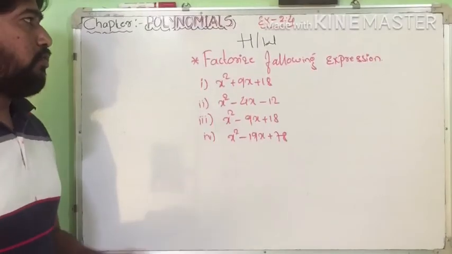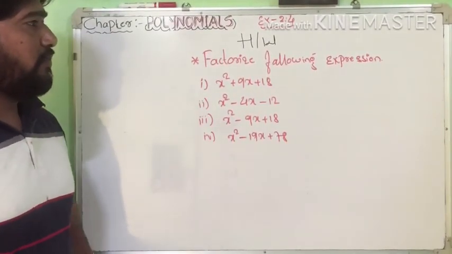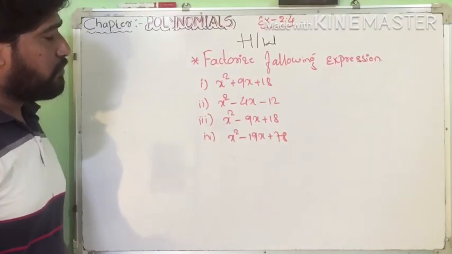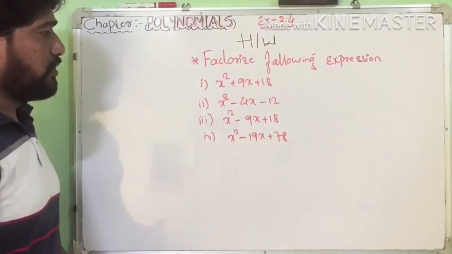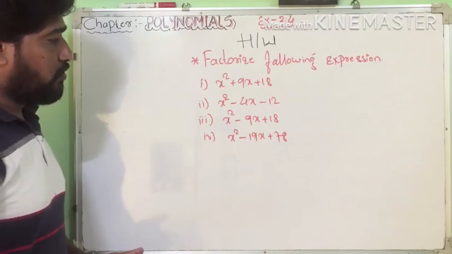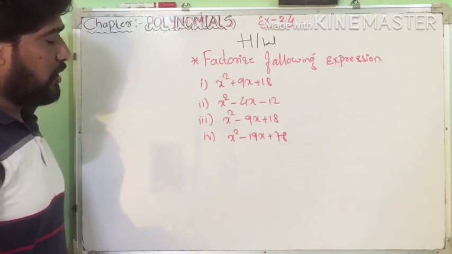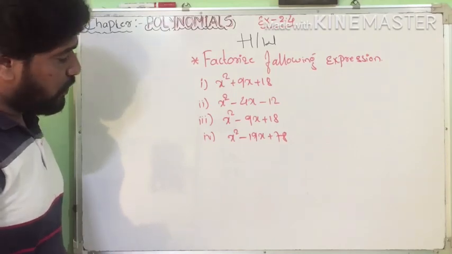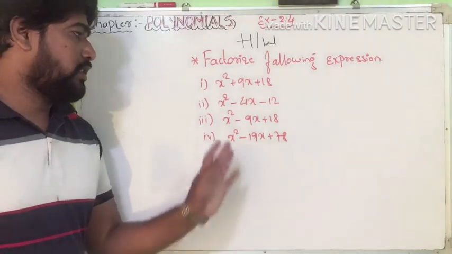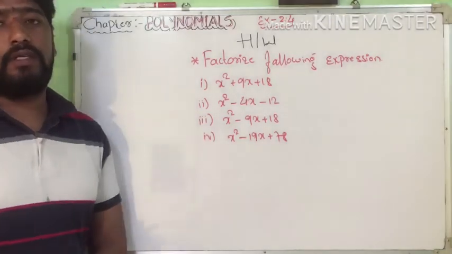Well students, the homework question is to factorize the following expressions. So first one, x square plus 9x plus 18, and second one x square minus 4x minus 12, and third one x square plus 9x plus 18, and fourth one x square minus 19x plus 78. These four are the homework. So solve it.